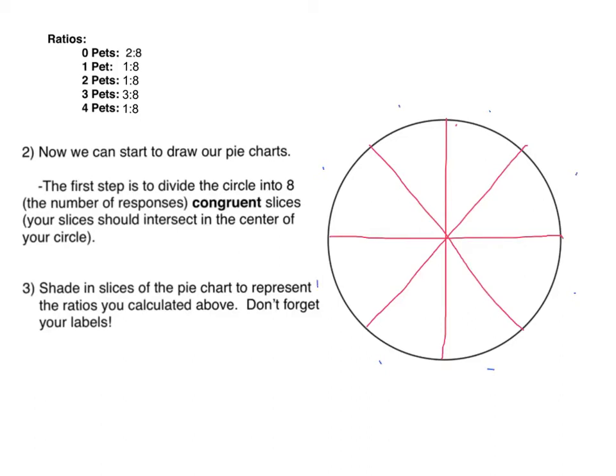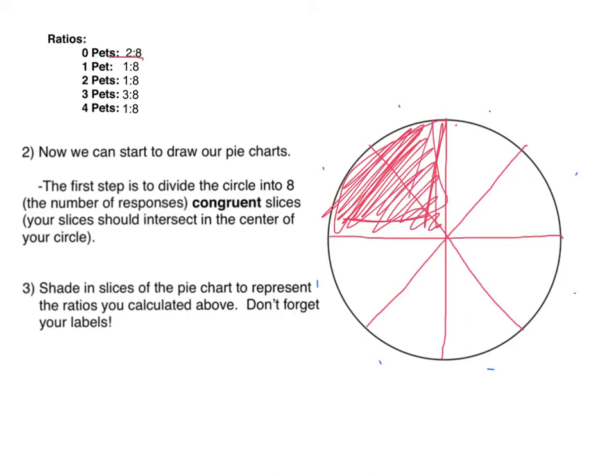I'm going to start by shading in the correct ratio for people who responded that they have 0 pets. So when I look above, I can see that my ratio was 2 to 8. So shading in 2 slices, I now have 2 of 8 total pieces. So this portion represents 0 pets.